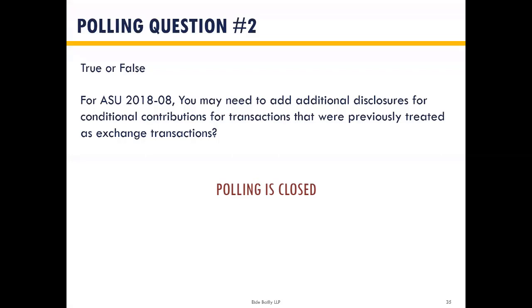So with that, we have our second polling question. All right, the second polling question is true or false. Awesome. So for this ASU, you may need to add additional disclosures for conditional contributions for transactions that were previously treated as exchange transactions. And the answer is true. So great job. Pam is now going to walk us through the revenue recognition under 2014-09.